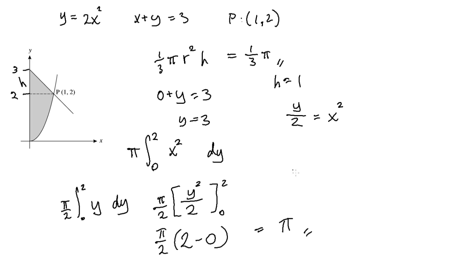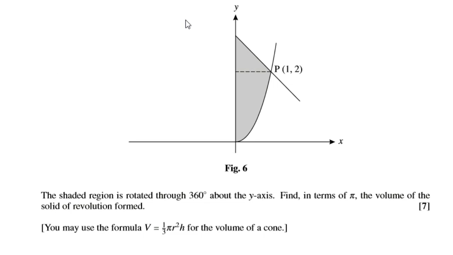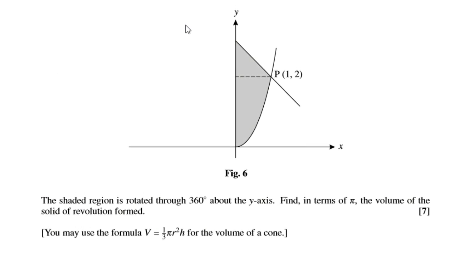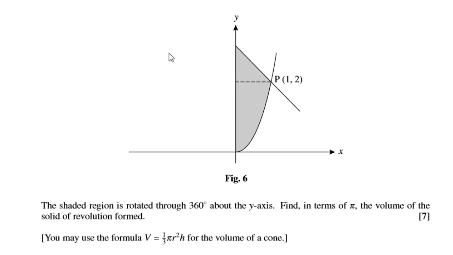Now this is the bottom part, and we have a top part, so it is a single pi add a third pi, which will give you a total volume of 4 over 3 pi, and that's the total volume of the revolution. And that's all for section A.